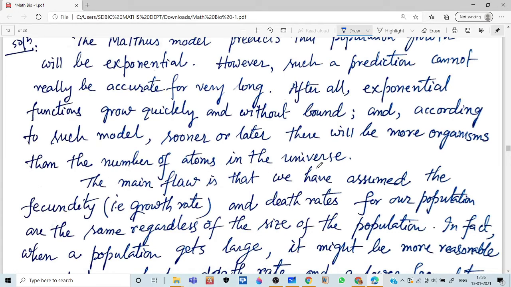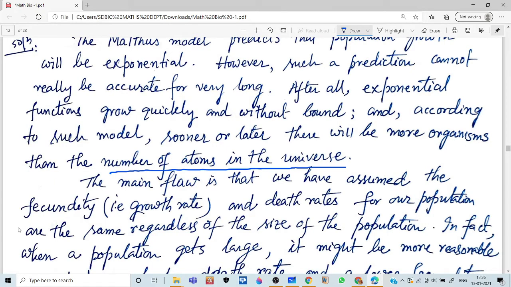universe. So with this exponential growth, after some time there would be more organisms than the number of atoms in the universe. This is impossible.